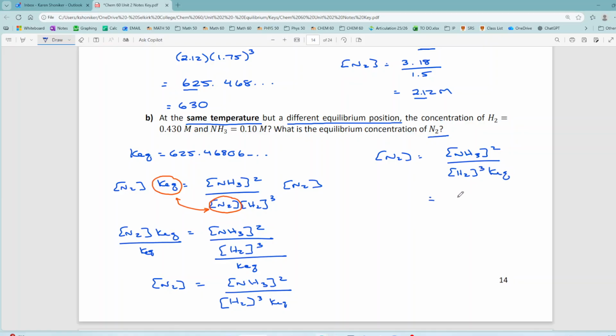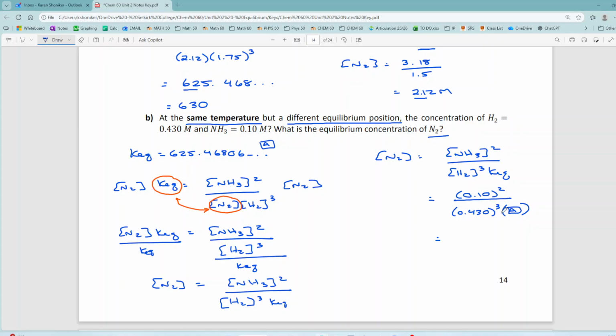So into here, I'm going to put the concentration of ammonia at this new equilibrium, which is 0.10 squared. The concentration of hydrogen is 0.430 cubed. And then my Keq, I stored it as A, so I'm just going to type in A. Okay. So in my calculator, I'm going to type in 0.1 squared divided by 0.43 cubed, and then I'm going to hit divided by recall A.